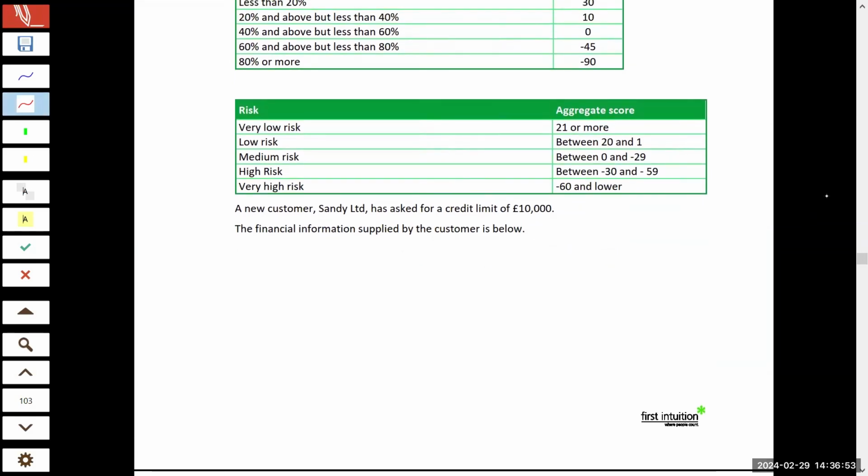We've also got this little bit that sort of says, okay, once we take the total or the aggregate score, how do we define it? Very low, low, medium, high, or a very high risk, okay? So again, we're going to work out these different scores and then see ultimately where we end up.